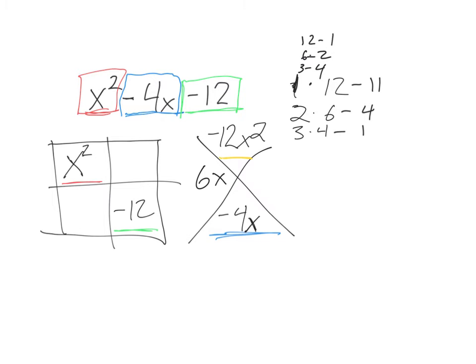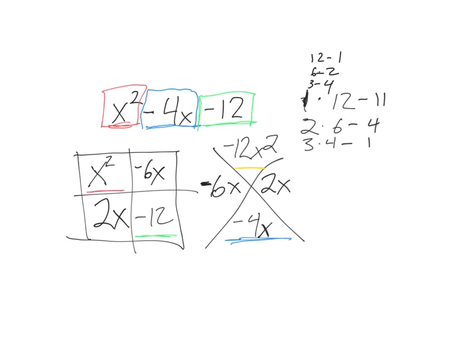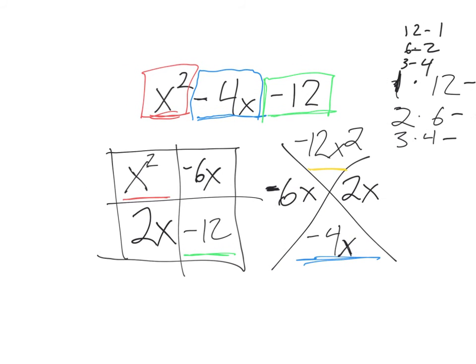Okay, so I know 6x and 2x. Since this is negative 4x, my negative 6 has to be bigger. Okay, so negative 6x, 2x. Boom.